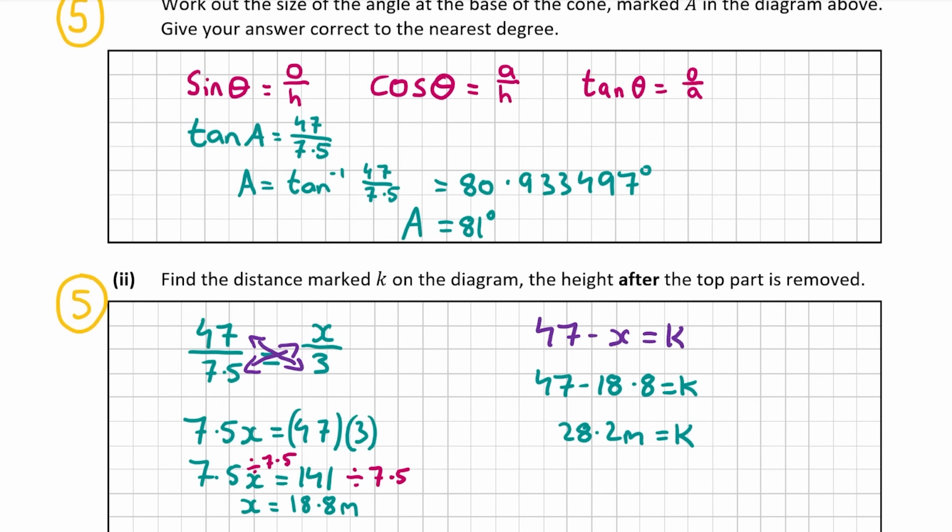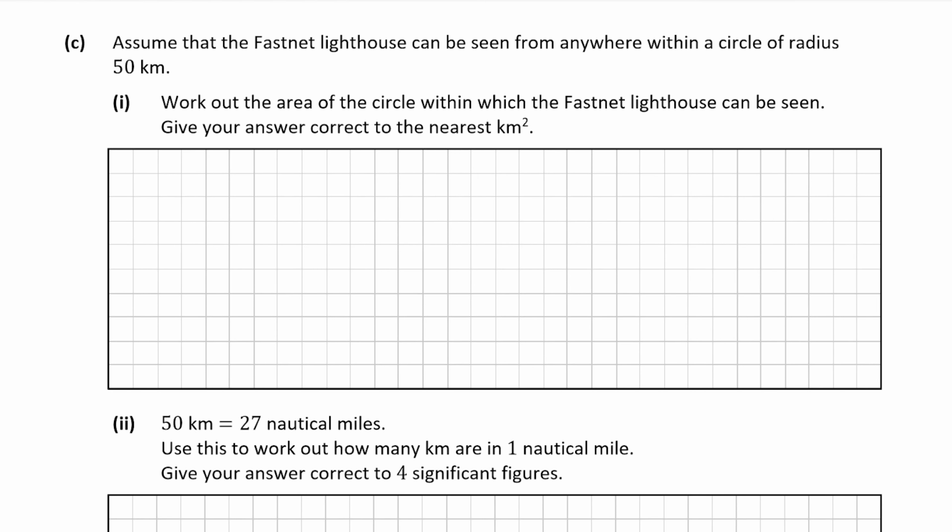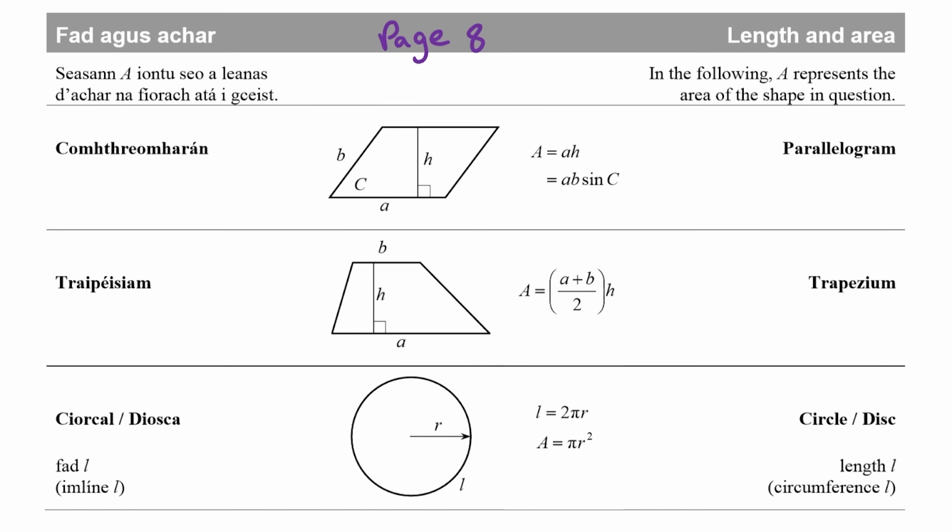Now let's have a look at the next part of the question. So this is straightforward enough. We just need to work out the area of the circle with radius 40 kilometers. And we'll go to our formula and tables book to try and find a formula for the area of a circle. So it's on page 8 and it's the very last formula on the page. The area of a circle is given by A is equal to pi r squared.